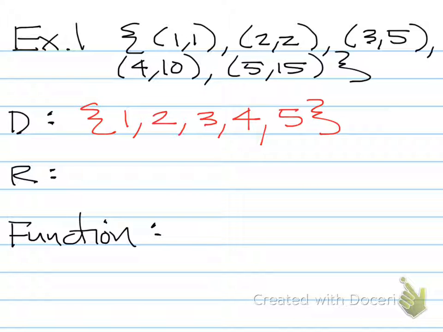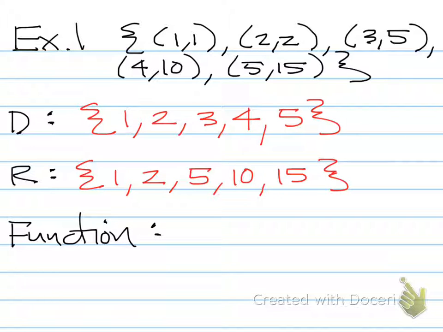Now keep in mind, if you have repeating numbers in the domain and the range, you only state it one time. For the range, the smallest element of the range will be 1, 2, 5, 10, and then 15. And if we take a look at the coordinates, we do not have repeating x coordinates, so that lets us know that, yes, this is a function.